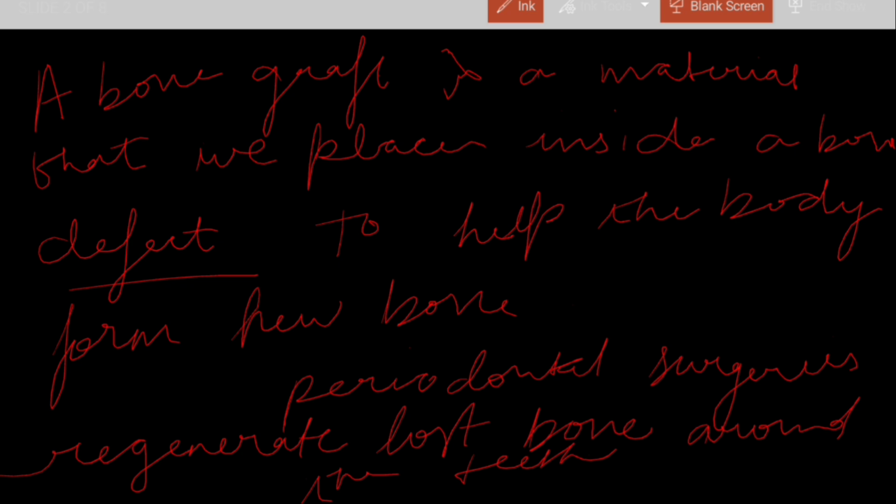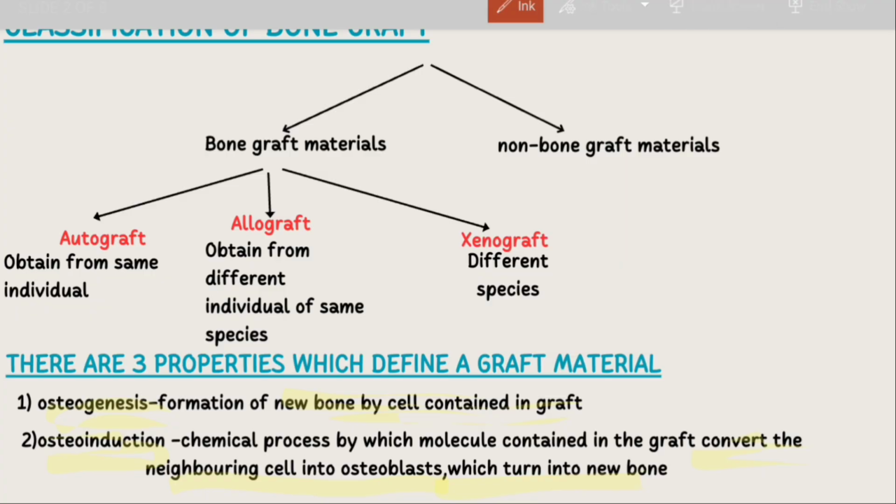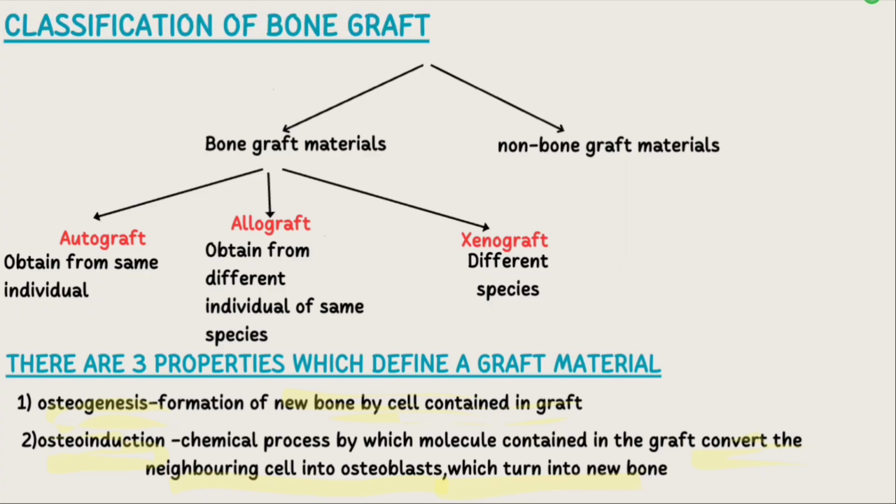Okay, so bone graft is nothing but a material that we place inside a bone defect to help the body form the new bone. It is commonly used in periodontal surgery, especially when we want to regenerate the lost bone around the teeth.